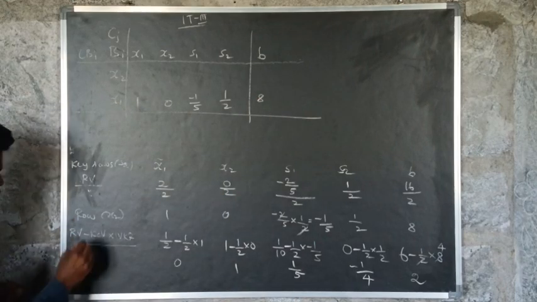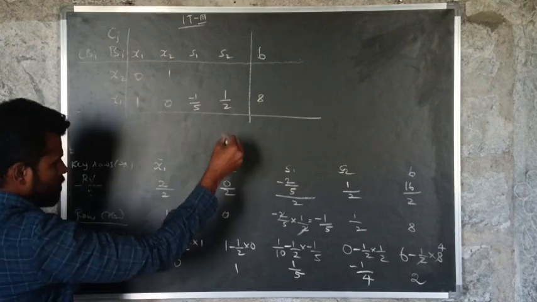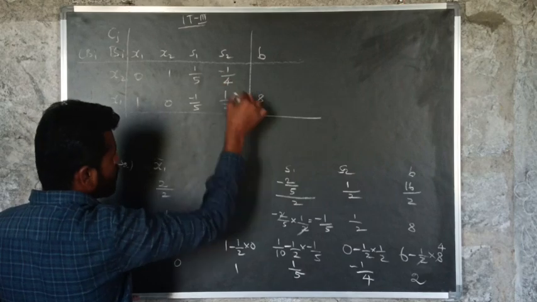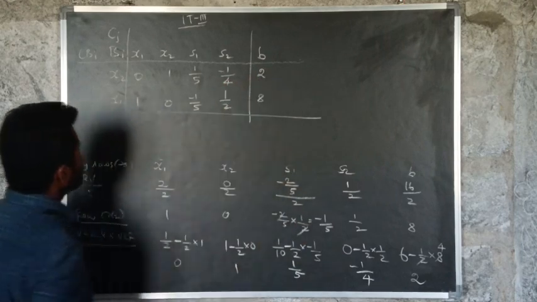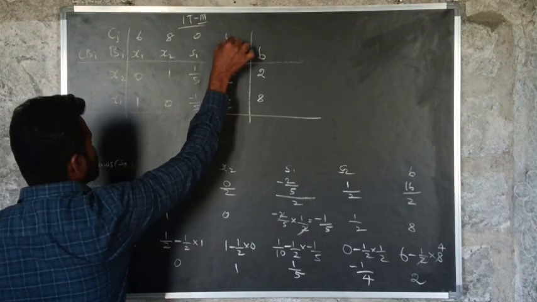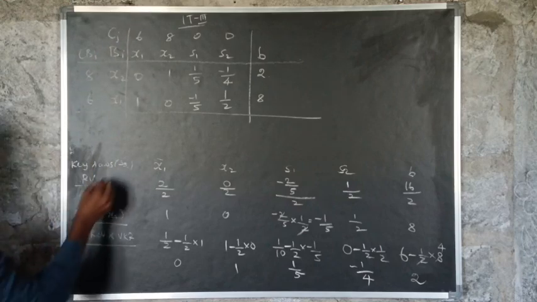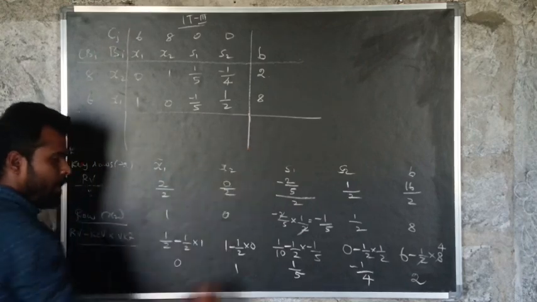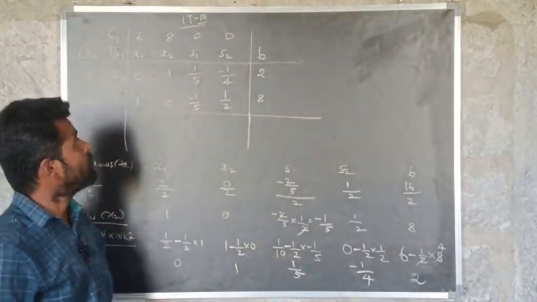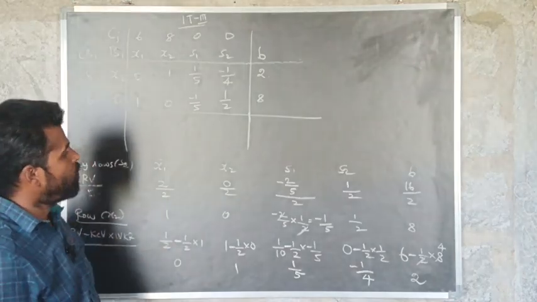For the next row, the X2 row, the values we got are 0, 1, 1 by 5, minus 1 by 4 and 2. Now the coefficients we know: 6, 8, 0, 0. What is above X2 here is 8, and what is above X1 is 6. The iterations will be the same for all the next ones. It won't change. Once you know the first iteration, you follow the same thing for all the rest.